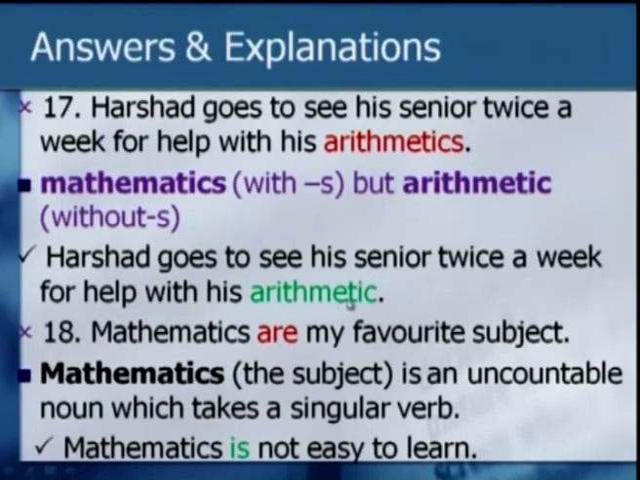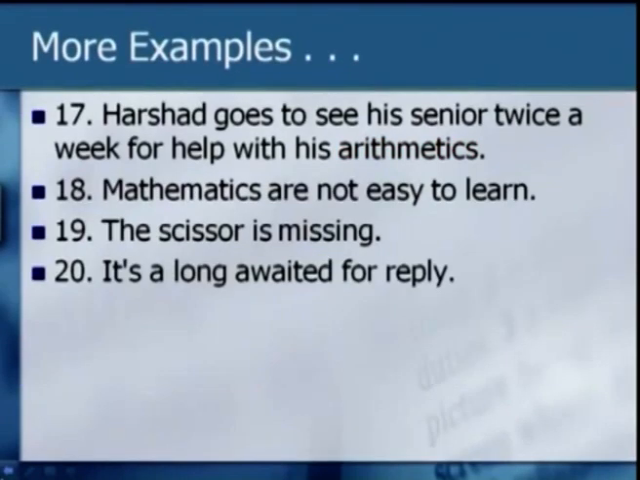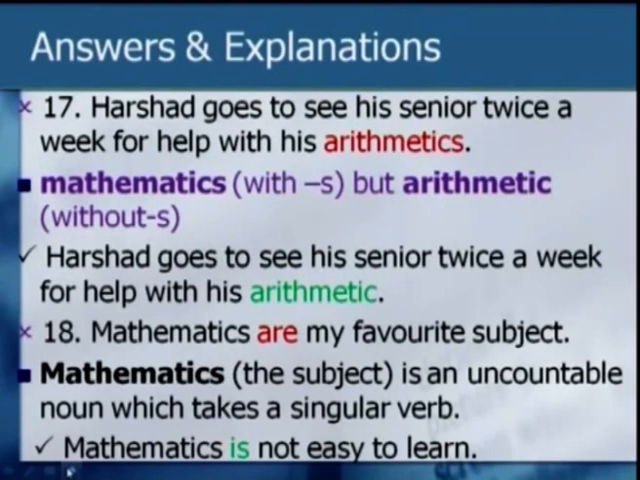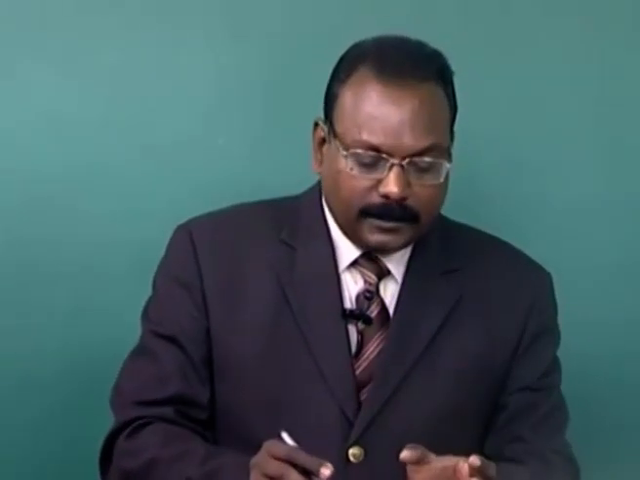not arithmetics, arithmetic. Now the next one, if you say mathematics are my favorite subject, or as the previous example I had given, mathematics are not easy to learn, these are all wrong sentences. Why? Simply because mathematics is the subject and it is a singular subject, and it is an uncountable noun which takes a singular verb, although it is appearing to be plural in form because of this confusing last letter s.